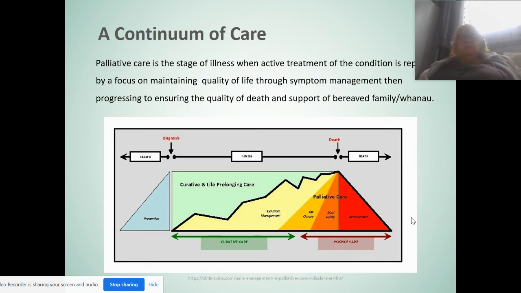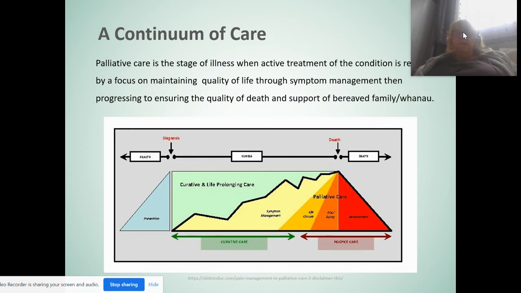Palliative care is a stage of illness when active treatment of the conditions is replaced by focusing on maintaining quality of life through symptom management, then progressing to ensure the quality of death and support of the bereaved family.